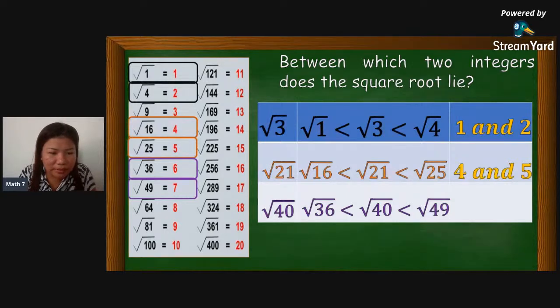Let us see. Chat lang po. May nakikita na ba akong tama? Pag-iisipan ko pa.